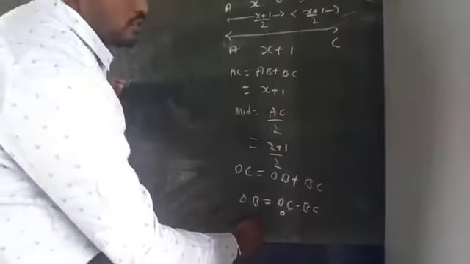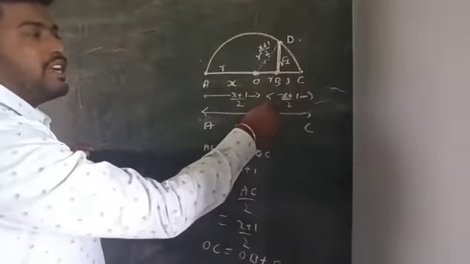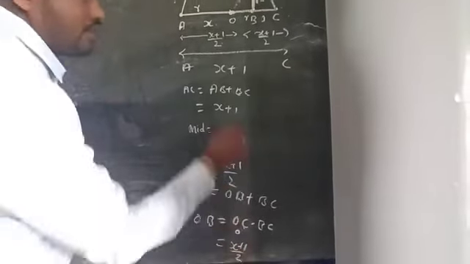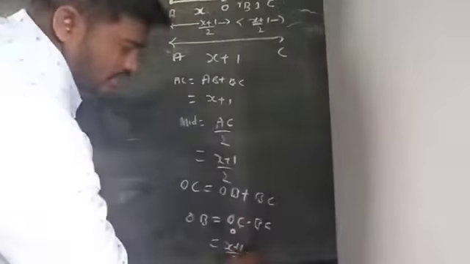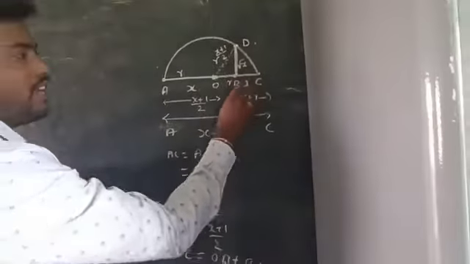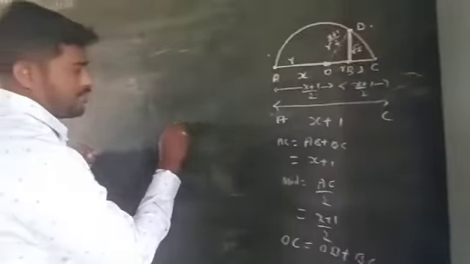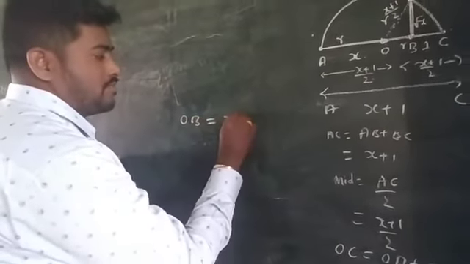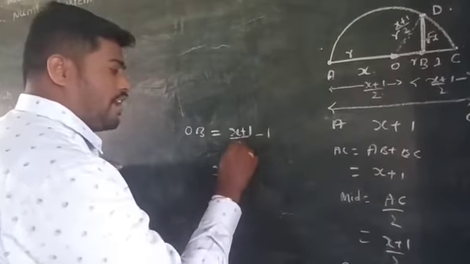So OC is how much? Half of the diameter, the midpoint, (x+1)/2. Here, look at this. OC is (x+1)/2, minus BC. BC is already given as 1 unit. Minus 1 unit. Simplify, what will you get? OB is (x+1)/2 minus 1.